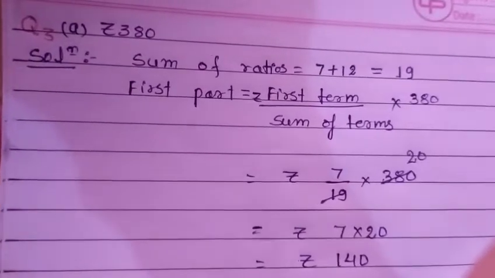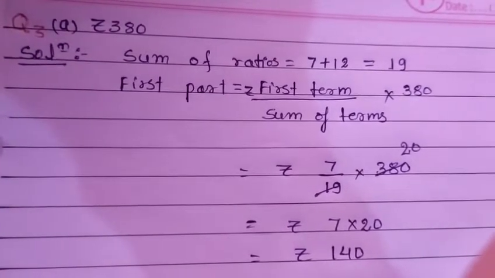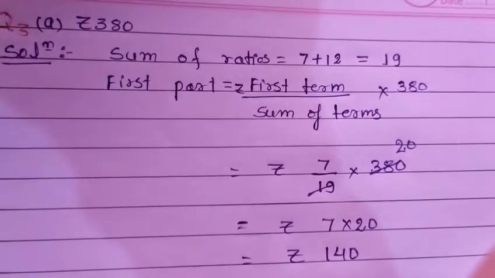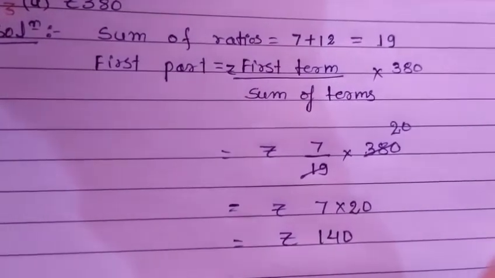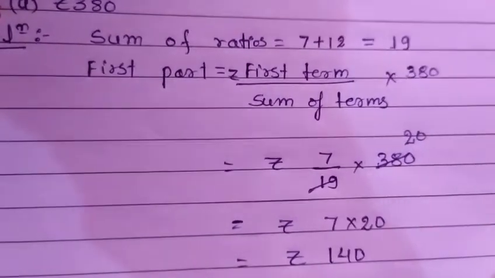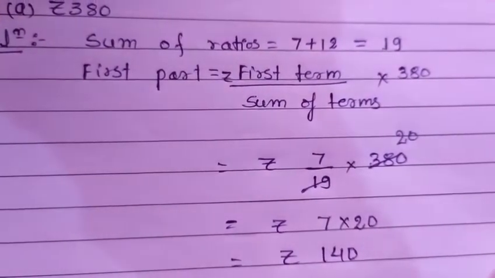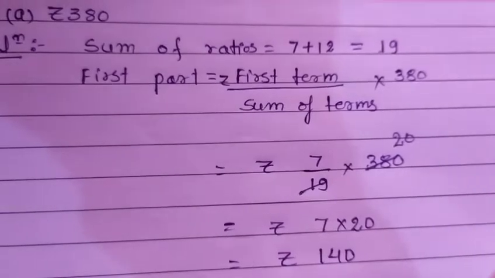So question number 3 will be solved like this. What do we have to do? Simply find the sum of the ratios, or you can say the sum of the terms. That is, here it is 7 and 12.